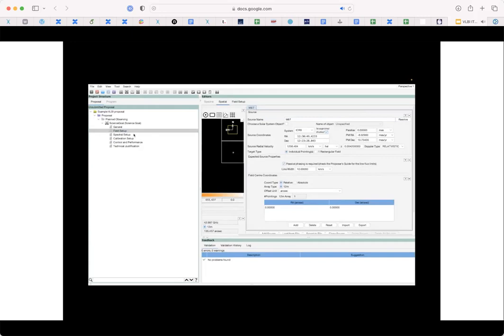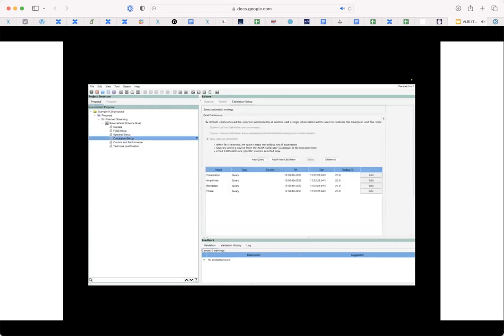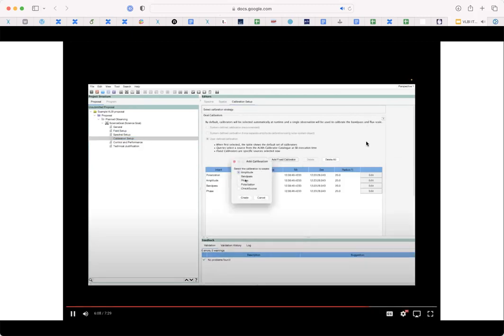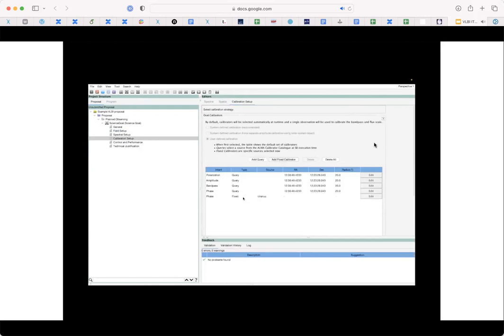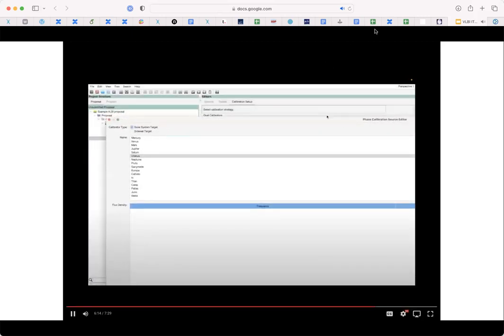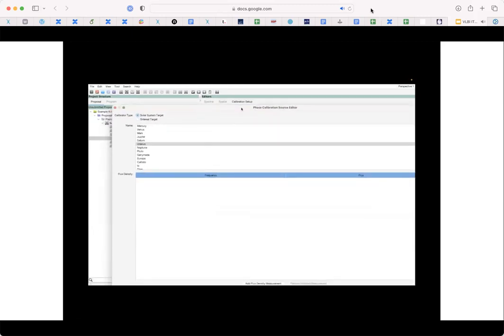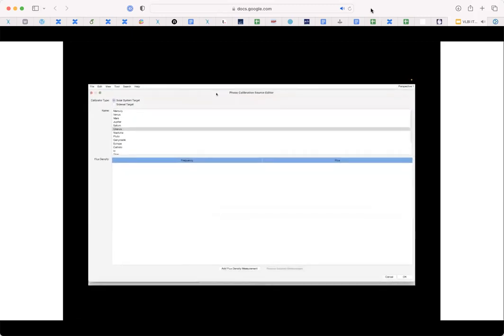So if you click this here, then your calibration setup changes and you now have user-defined calibration. So what you have to do now is to specify a calibrator for your phasing. So you have to come here, say fixed calibrator, create a phase, and then a new window opens up that looks like this, where you can choose your phase calibrator.